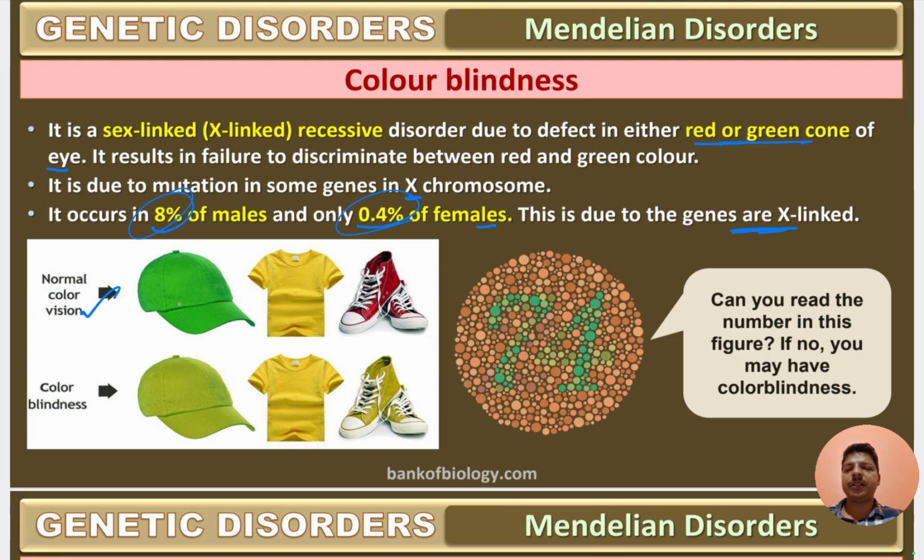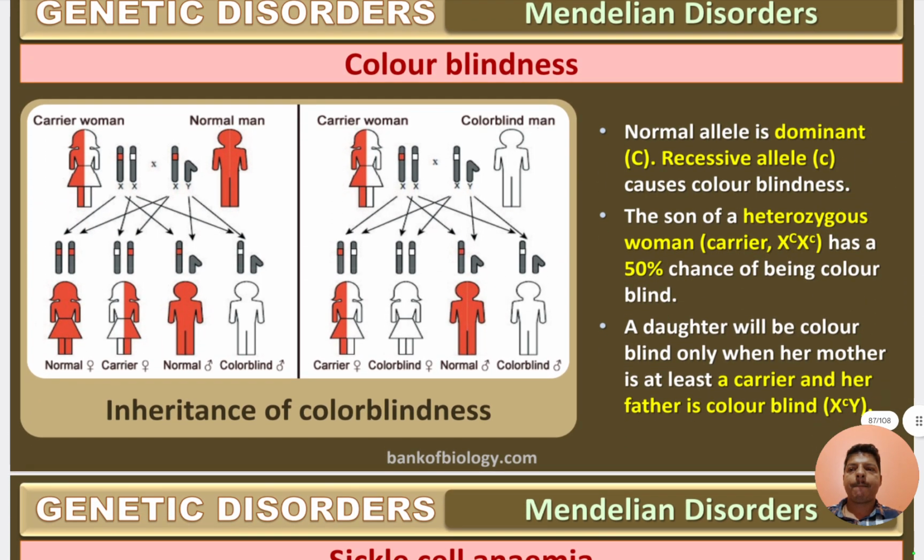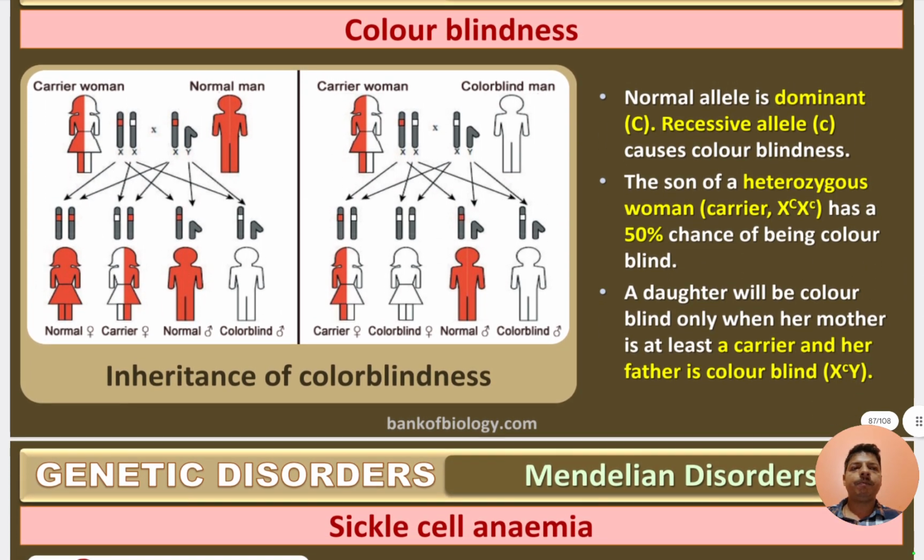Here you can see normal color vision. A person can easily identify the colors, while a color blind person sees only the green. Here in color blindness you can see a carrier woman and a normal man, and seeing the crosses you can see normal female, carrier, normal, and color blind. Here, carrier woman and color blind man. Here what happened? Carrier female, color blind female, normal, color blind.